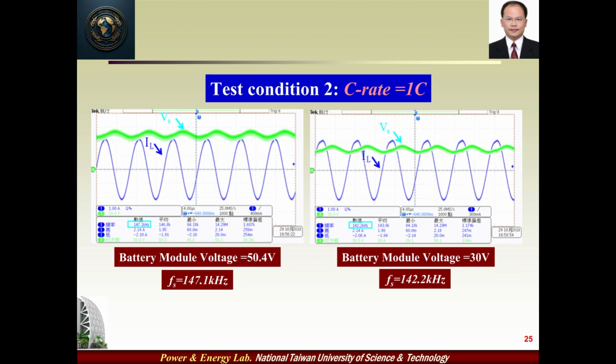At this slide, we show another test condition, where the C rate increases to 1 C. The left side figure is measured under a battery module voltage of 50 V. If the battery module voltage decreases to 30 V, as shown in the right side figure, the loading current amplitude is still the same as the left side one. And we can see the switching frequency is changed from 147.1 kHz to 142.2 kHz.